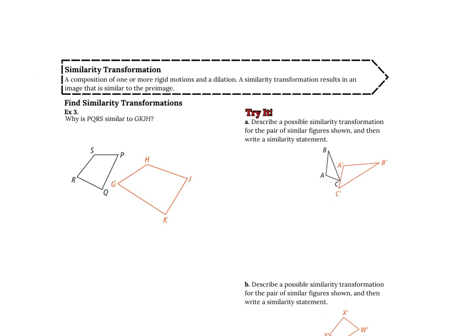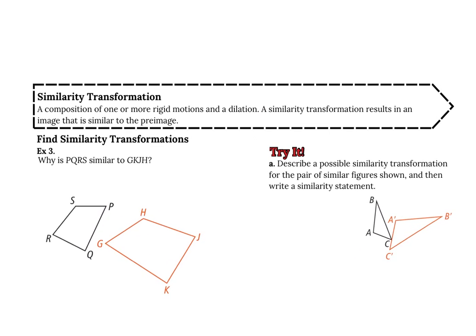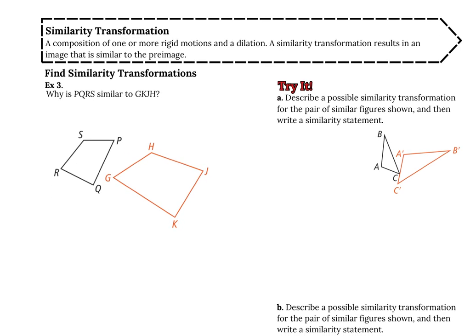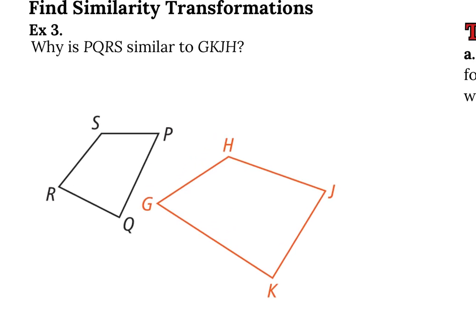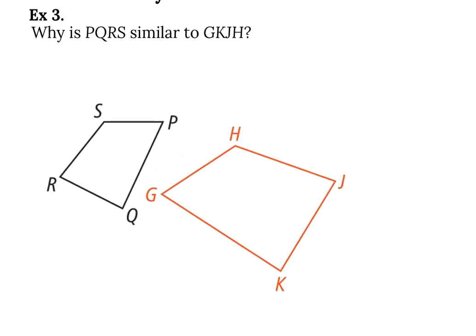All right, similarity transformation. So similarity transformation is a composition of one or more rigid motions and dilation. A similarity transformation results in an image that is similar to the pre-image. Okay, so they're giving us two images and we need to identify how they are similar, what transformations they went through.